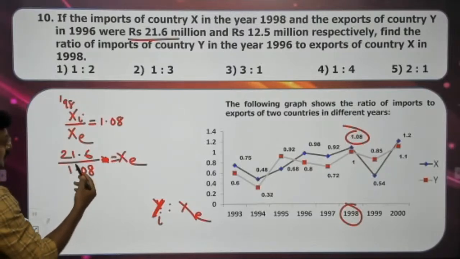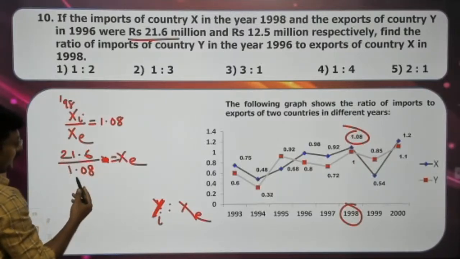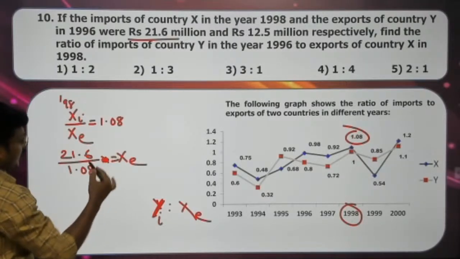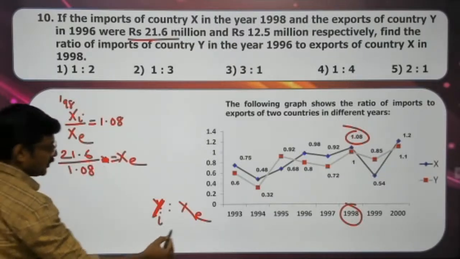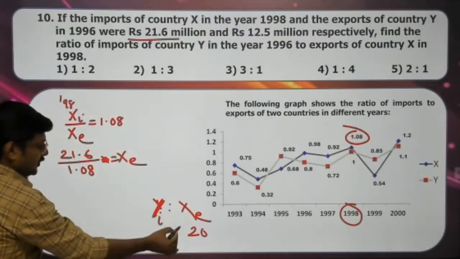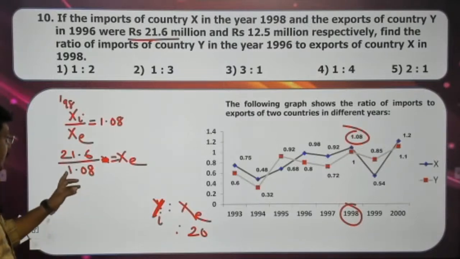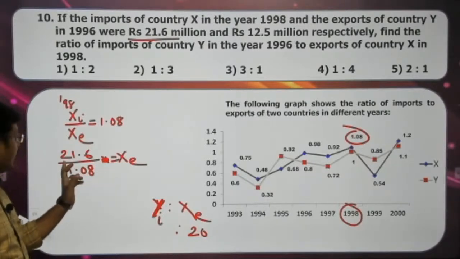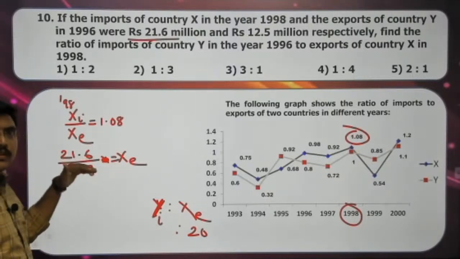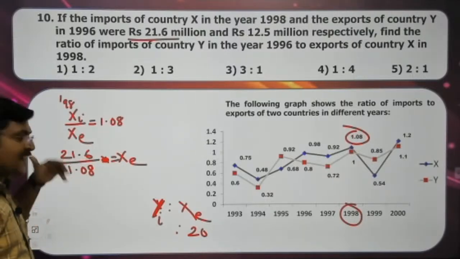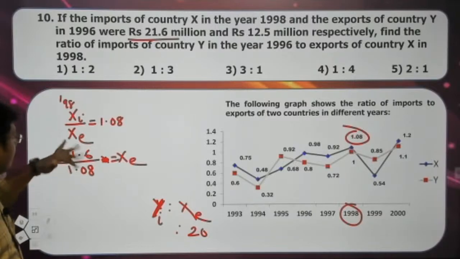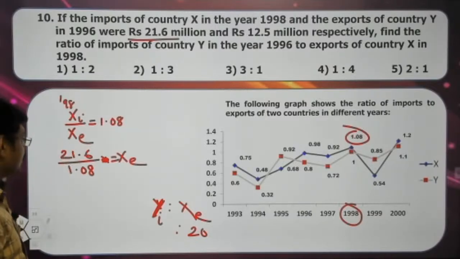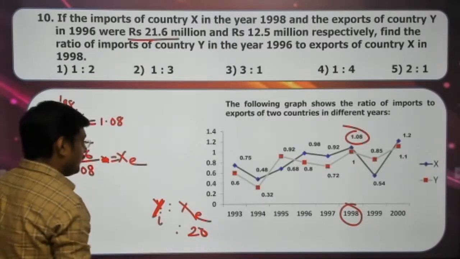So 1.08 and 21.6, on multiplying with 100, then it becomes 20 times, right? So we got 20. I hope it is clear. 1.08 on multiplying with 100 becomes 108, and this is 2160. So 108, 20 times it is 21.6. So we got this as 20.